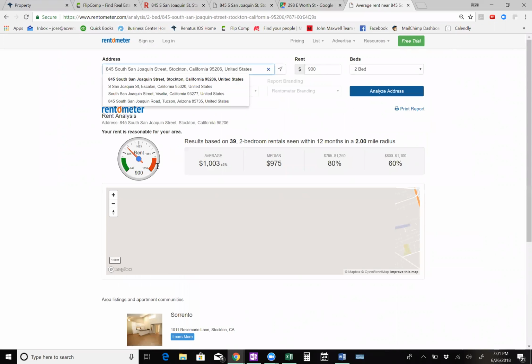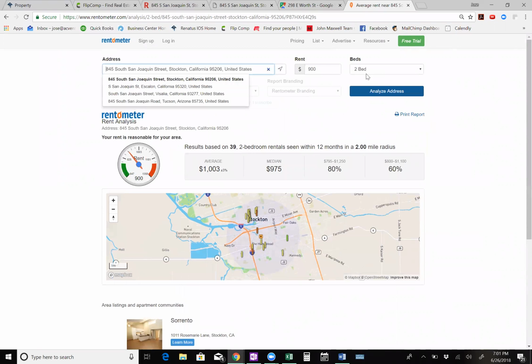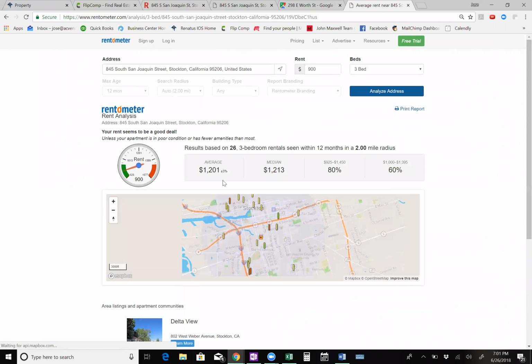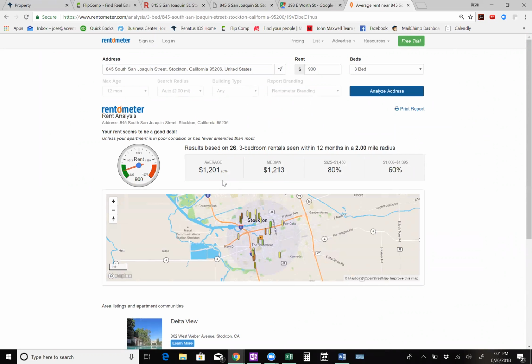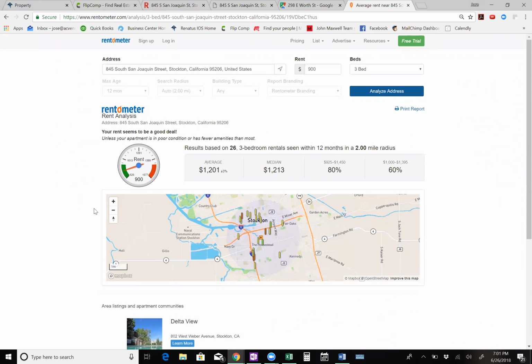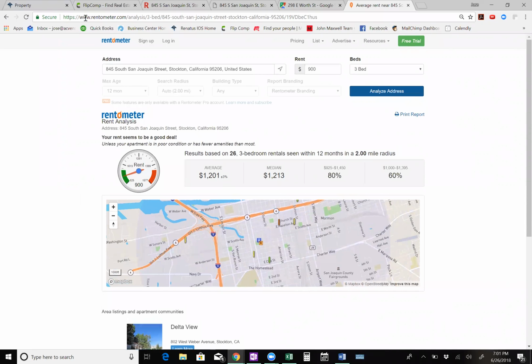If we analyze that, the average is $1,000 a month. Okay, so average is $1,000 a month for a 3-bedroom. So that's why her rent's a little low. So I'm gonna write that down: $1,200 for the 3-bedroom and $1,000 for the 2-bedroom. And then you can go and zoom in here. Here's your subject property. So as you can see, rents are a little low. We can raise rents a little bit.